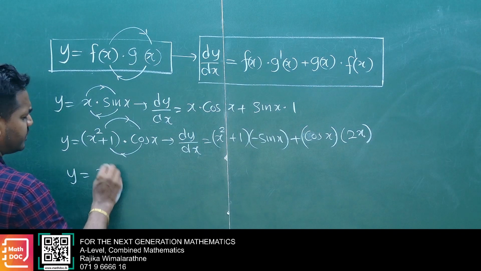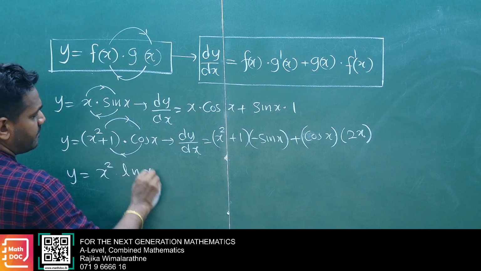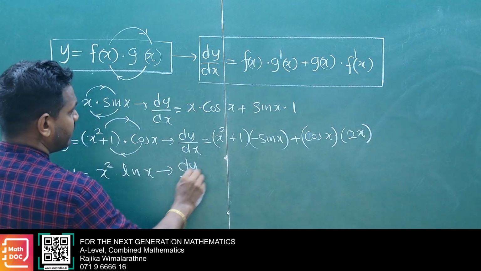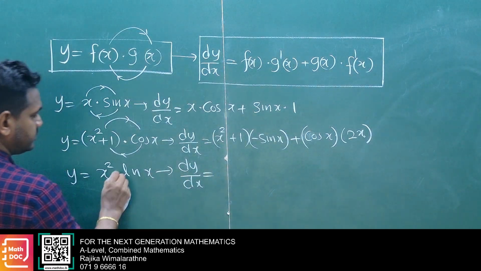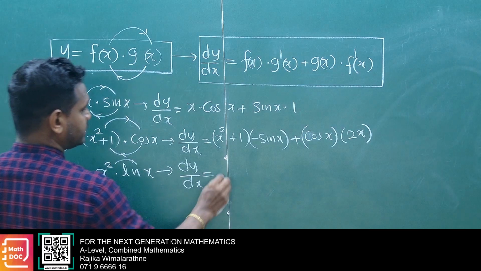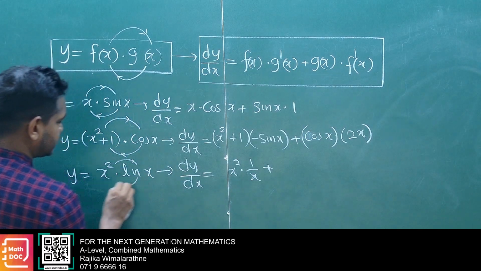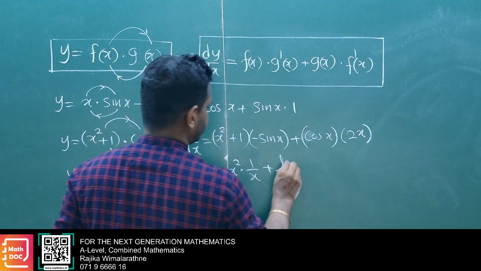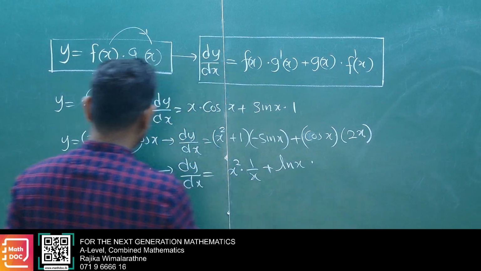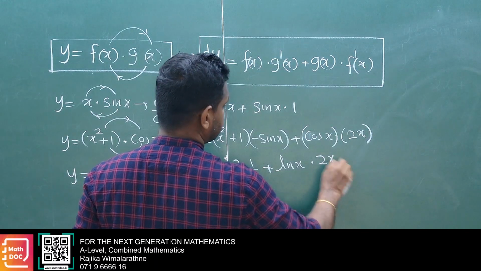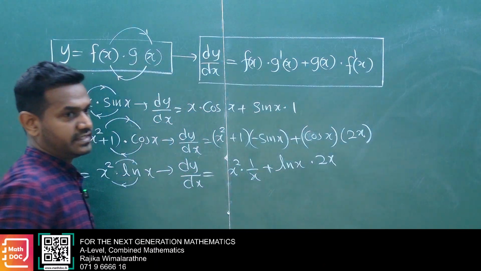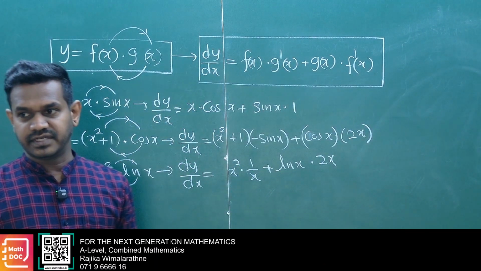Say another example. y equals x square times ln x. Then dy by dx: x square times the derivative of ln x, 1 over x, plus ln x times the derivative of x square, 2x. You can simplify then. Okay, that's how we differentiate.